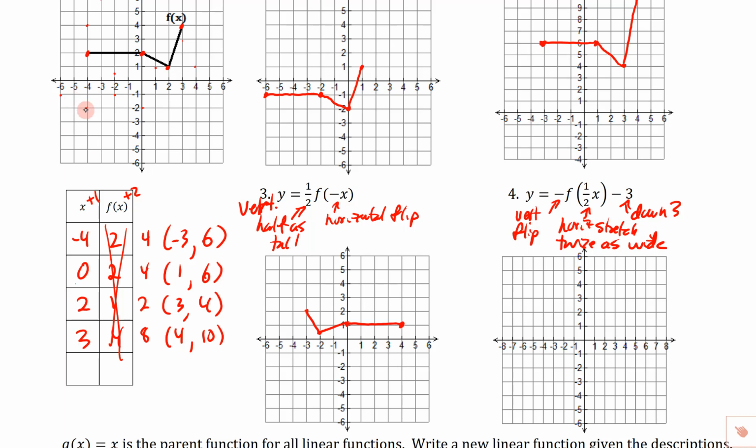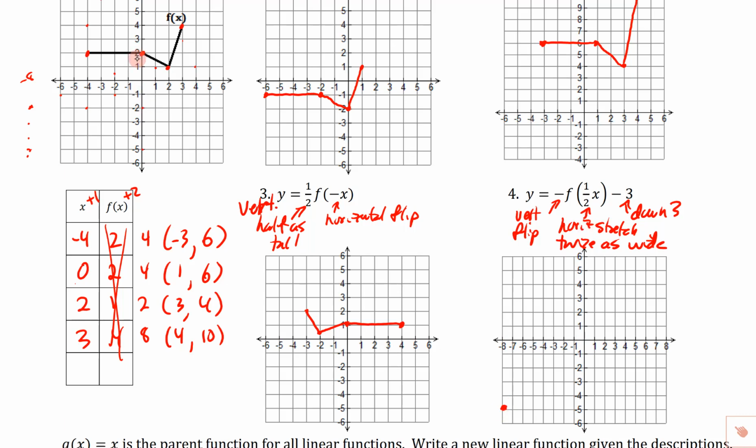So twice as wide would be, let's see, gosh, twice as wide would get it out here at -8. And then we're going to move it down 3. So we're going to go down 1, 2, 3. So that would be right here. If we were at -2, down 3 would be -5. So this is -8 and -5. So -8, -5. So we'd be right there. Okay, lots to keep track of on this one.